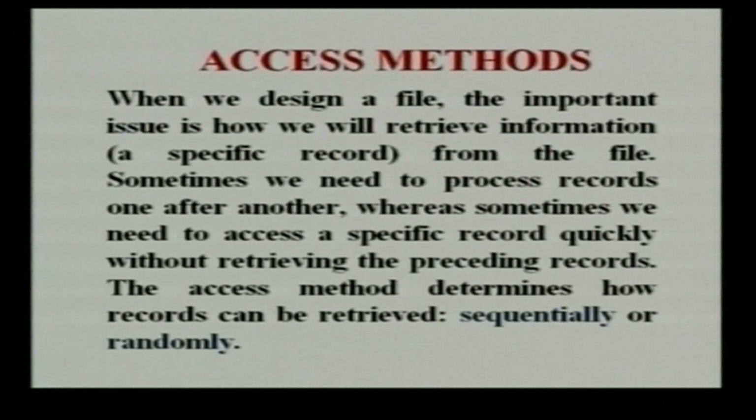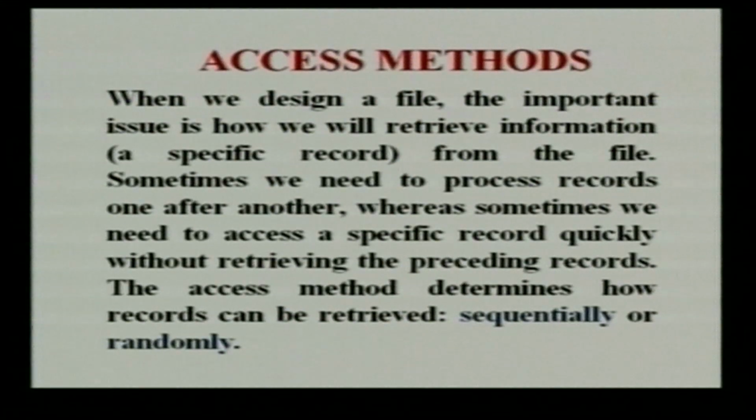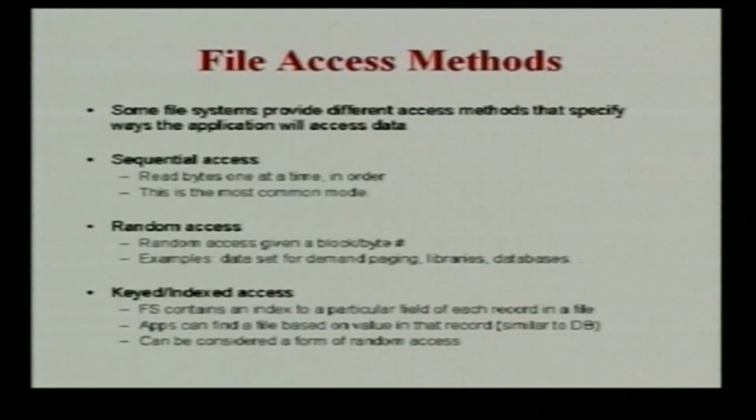When we design a file, the important issue is the allocation, which we have done. But as far as data structures are concerned, we are more bothered about how we retrieve the information. Sometimes we need to process records one after the other, sometimes we need to access a specific record without retrieving the preceding records, and these access methods determine how we can access the records, either sequentially or randomly.